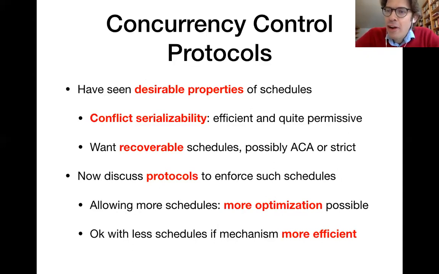Now in the following, we're going to discuss protocols, algorithms that allow us to enforce schedules with those desired properties. And generally, ideally, we want mechanisms that allow as many schedules as possible that have those properties that we're interested in. Because if we can consider more candidate schedules, then we have better chances of finding one that is particularly efficient to execute. And therefore, we want to be able to consider as many schedules as possible.